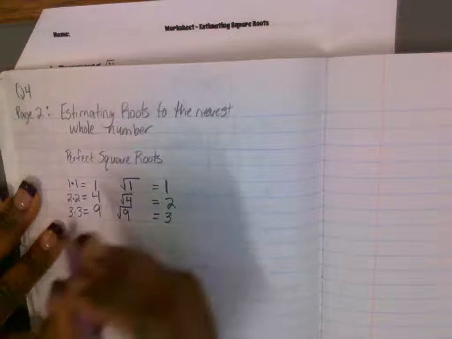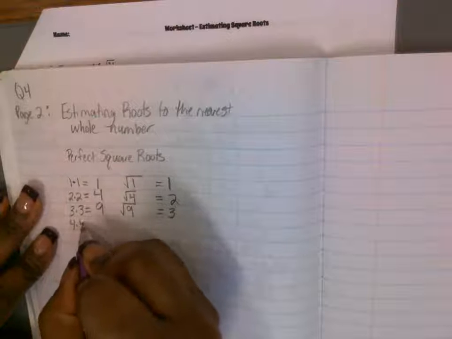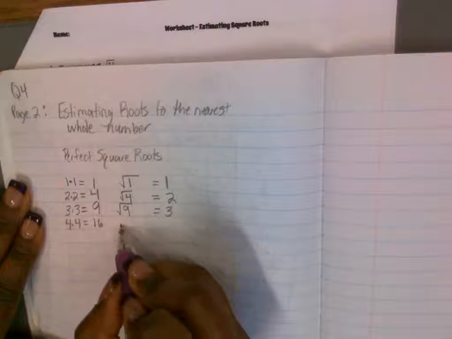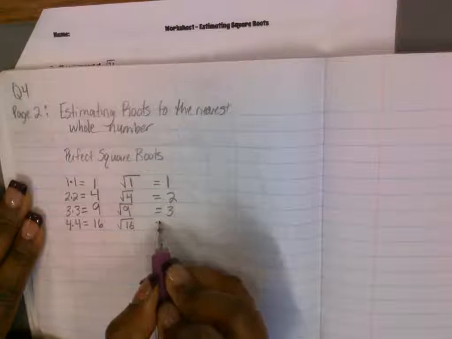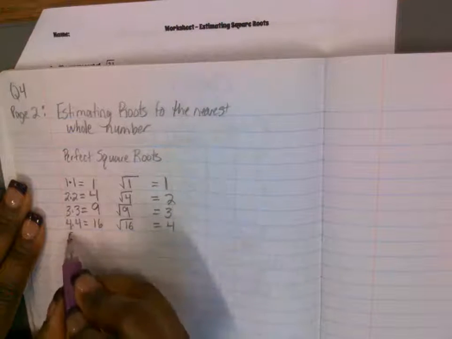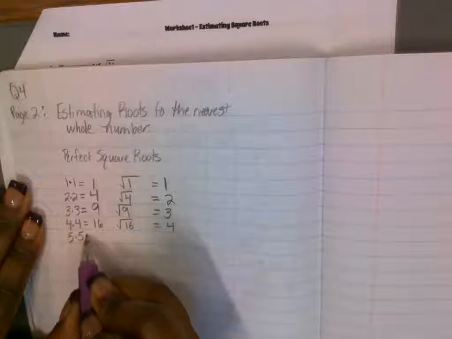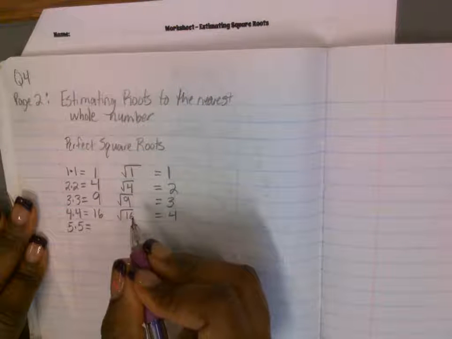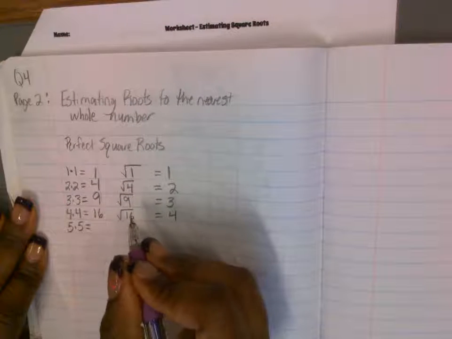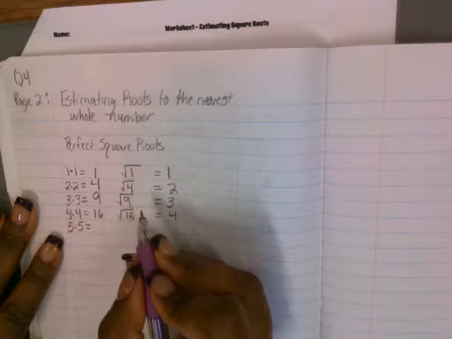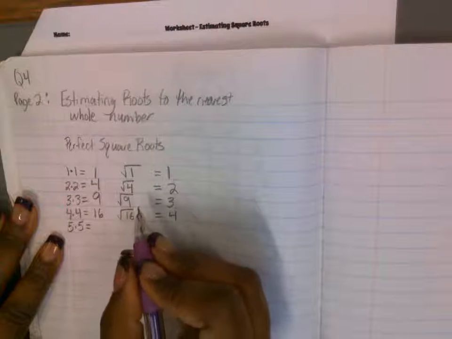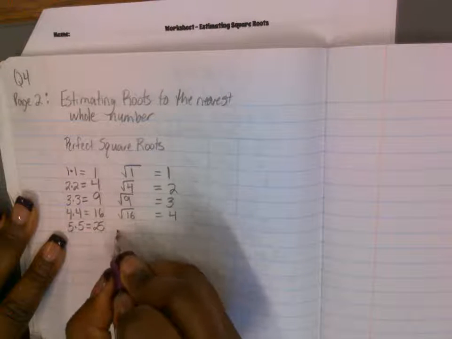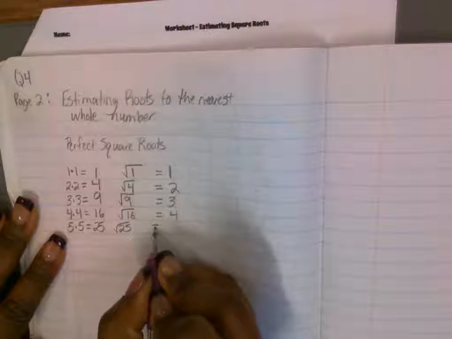Okay. Now we have the next one. 4 times 4, 16. Good job. The square root of 16 is equal to 4. I hope everybody's taking these notes because these are the ones I was talking about yesterday. That's going to be super helpful as far as identifying your perfect roots, your square roots, and your perfect roots. Okay, so we got 5 times 5. That's okay, you're good. 5 times 5 is 25. The square root of 25 is equal to what then?